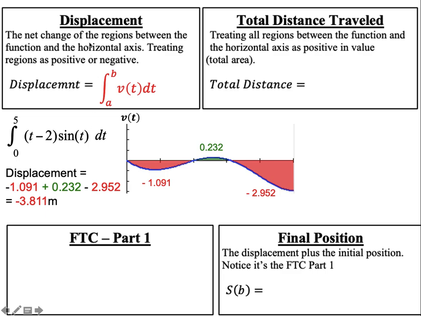So that's the first formal definition here. Displacement is integrating the velocity function. We can also find the total distance traveled. Now, total distance traveled is slightly different than displacement. While displacement takes into consideration positive and negative movements, like positive and negative regions, total distance takes all of these movements and considers them positive.